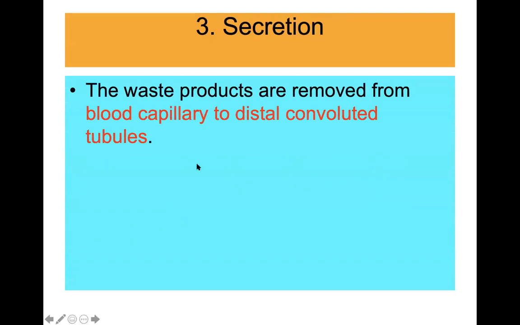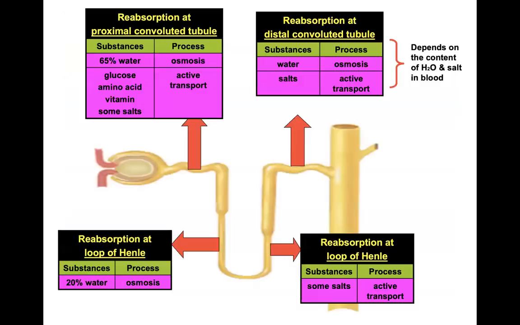The first one, the waste products are removed from the blood capillary to the distal convoluted tubule. As I said, even though in the picture there is no blood capillary shown, just imagine that here there are a lot of blood capillaries. Here they just show a nephron. Bear in mind, surrounding the nephron, there are a lot of blood capillaries. Because we know that some of the waste products are still present in the blood capillary, secretion will also happen here.